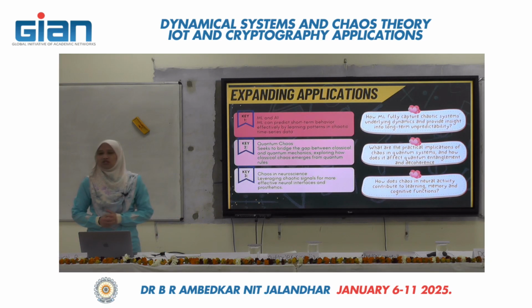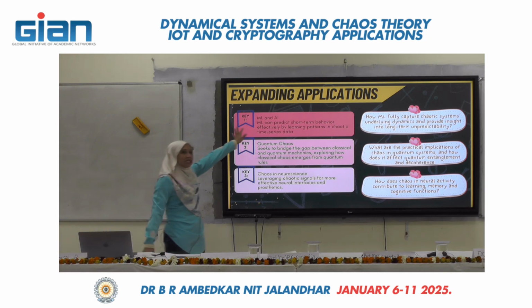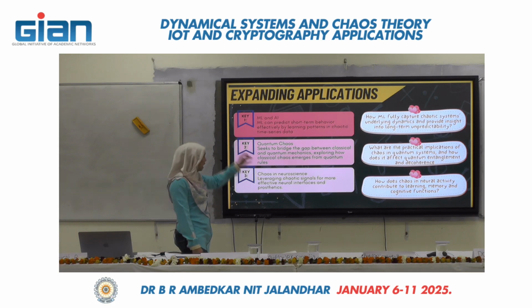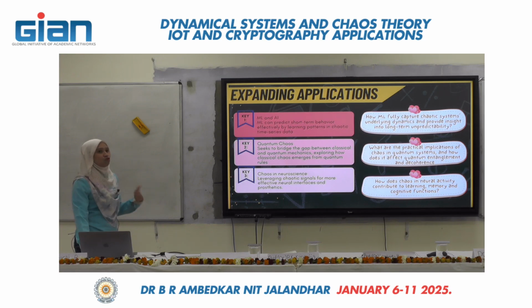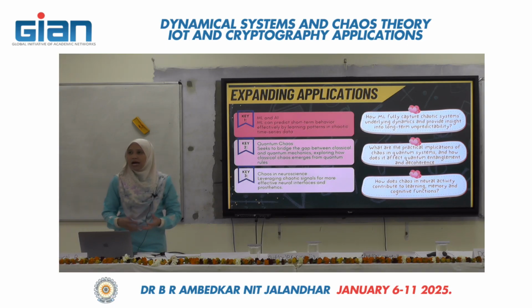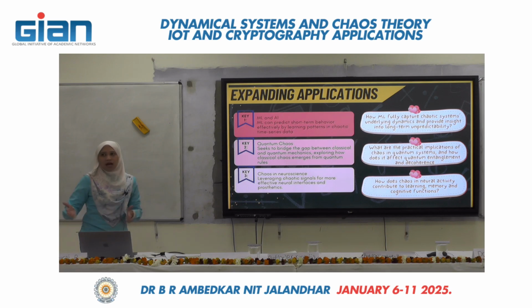To expand chaos theory, we have machine learning and AI, quantum chaos, and chaos in neuroscience. Key 1 and key 2 are my future direction. There are a few questions to raise on how we want to highlight chaos in ML, AI, and also quantum. Because nowadays, maybe 10 years from now, we will have quantum crypto, whereby our current crypto cannot survive, because in a second our secure data will be exposed by quantum. So that will be my future direction.